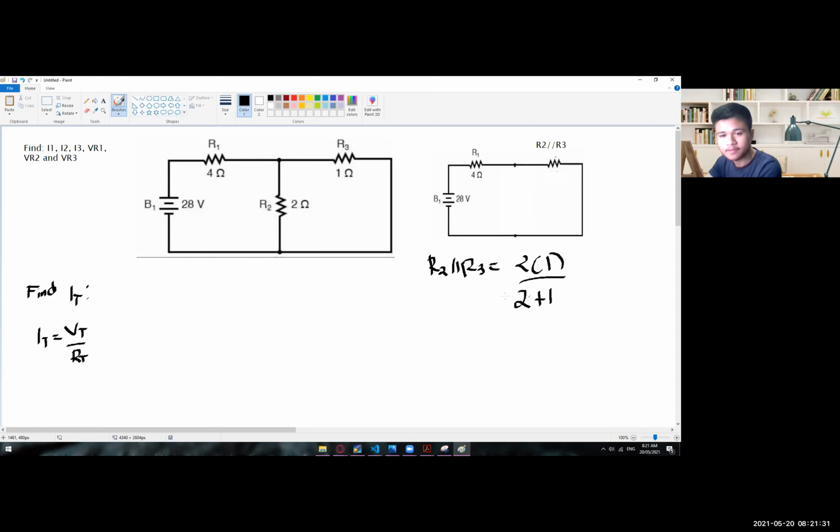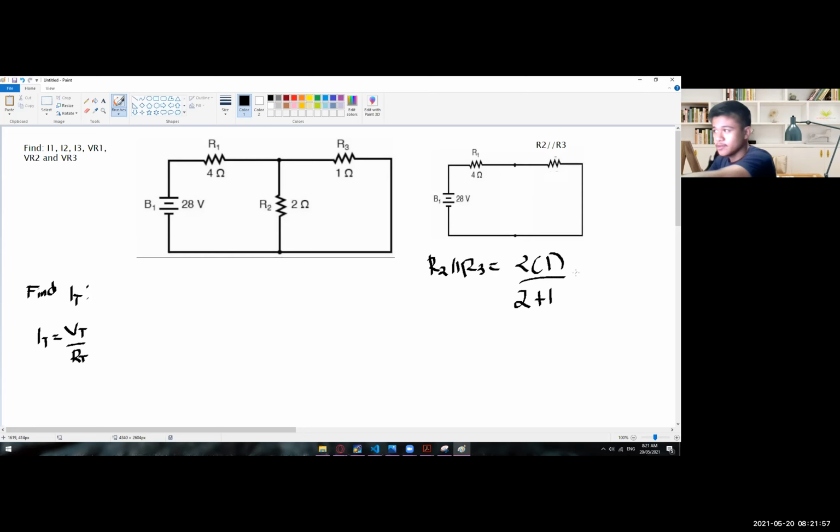Am I correct? Were you guys able to follow how we got this expression for the parallel of R2 and R3? How about the others? Just give me a thumbs up if you were able to follow up to this point. And if you have a question, feel free to ask, feel free to raise your hand anytime.